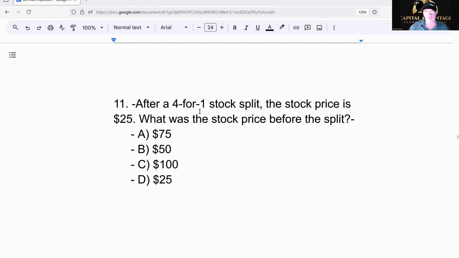Okay, since it's a 4-for-1, 4 divided by 1. So we're going to divide each one of these by 4, and whichever one gives us 25, we're going to go with. So 100 divided by 4 is 25. I'm a big fan of reverse engineering.